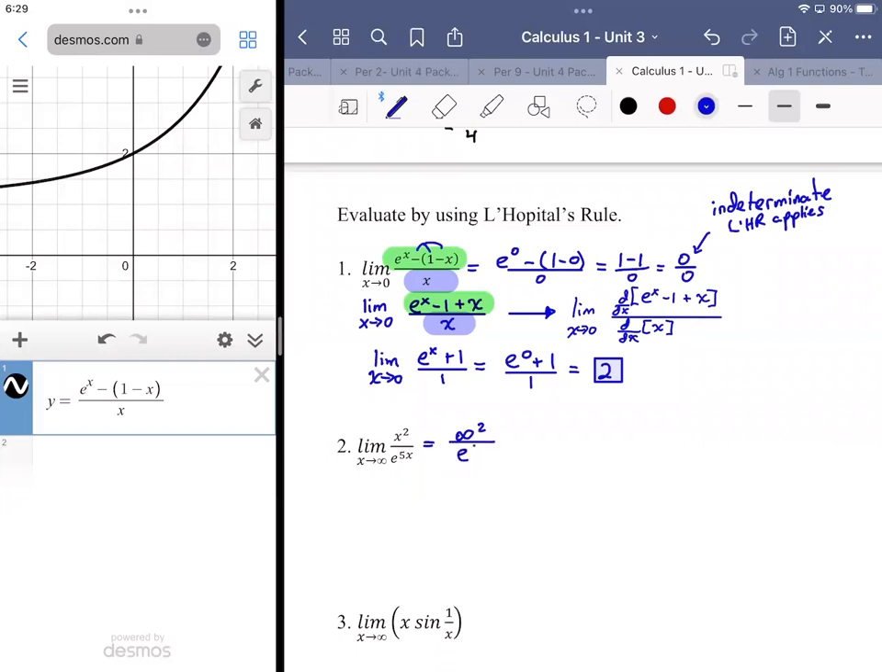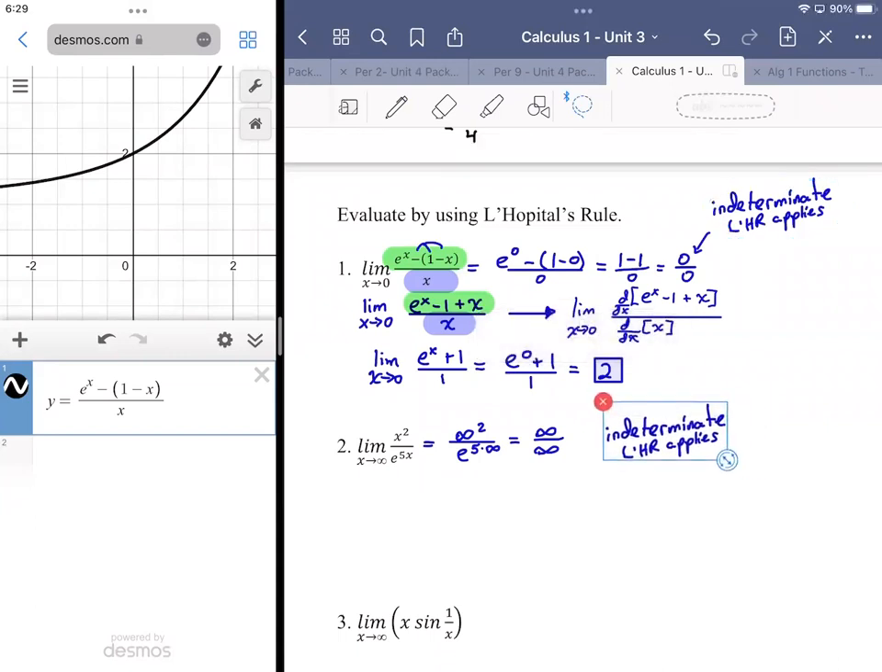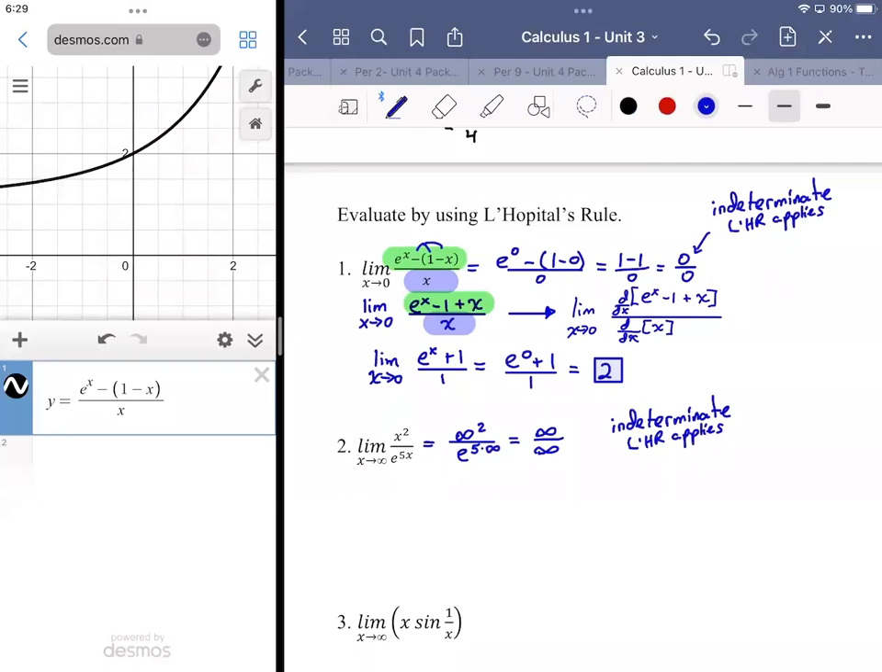That's an e to the 5 times infinity. Either way, you're getting some form of infinity on top and some form of infinity on the bottom. Right? That's another indeterminate form. So L'Hopital's rule applies.